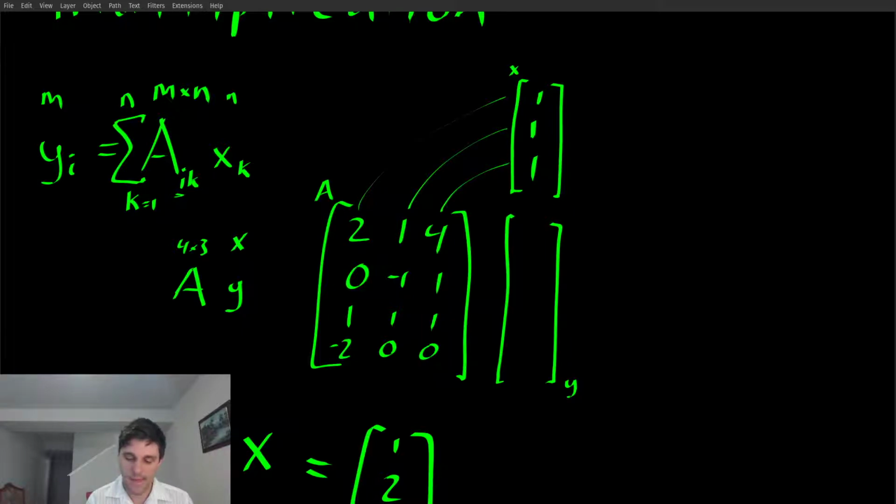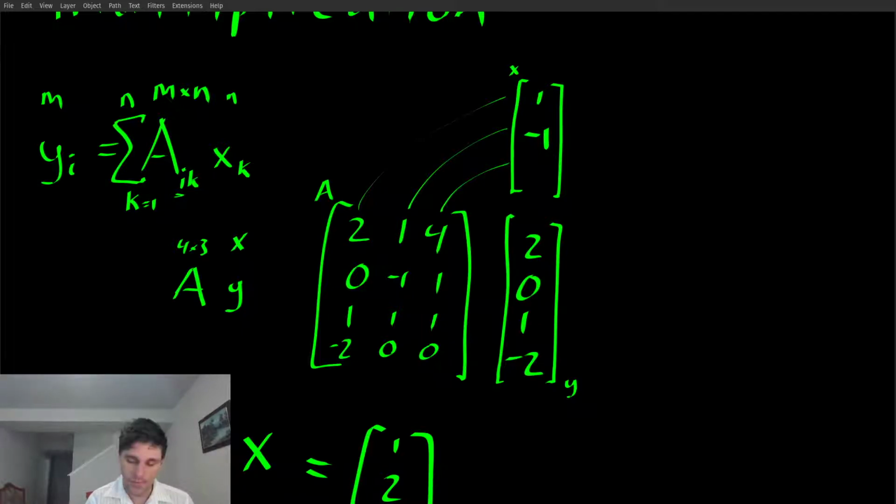I could do it as the inner product, 2, 1, 4, 2 plus 1 plus 4, and get that first element. But another way to think about it would be that I'm going to get 2 times 1, 0, 1, negative 2, and then I'm going to add in... let me make these numbers a little bit different. Let's make this one negative 1, and we'll make this one 2.